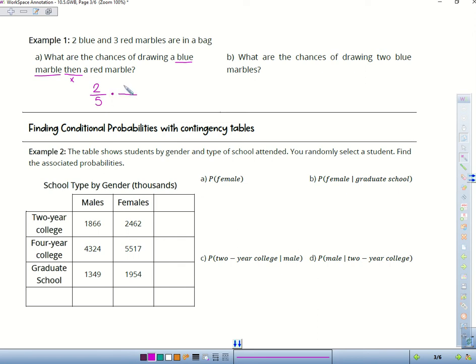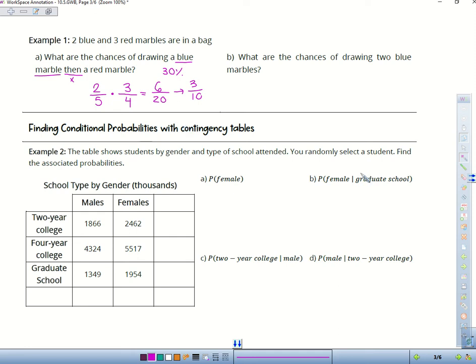3 out of 5 consecutively after. 3 out of 4. So remember, with then, we don't replace. If they use the word then, there's no replacement. We have to adjust our denominator. So is everybody understanding why it's 3 out of 4? Because we took 1 out. If we do that multiplication, we get 6 out of 20, which is 3 out of 10, which is 30%. On some of these problems, just for the sake of time, I won't be converting all of them to percents. So just remember how to convert to percents when needed, when asked, okay?